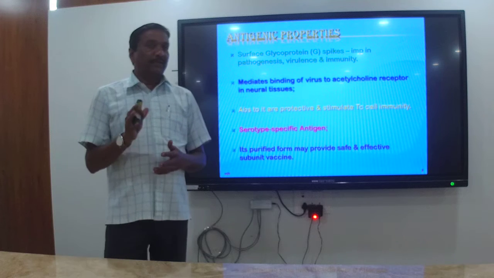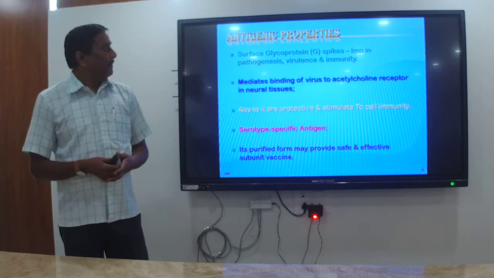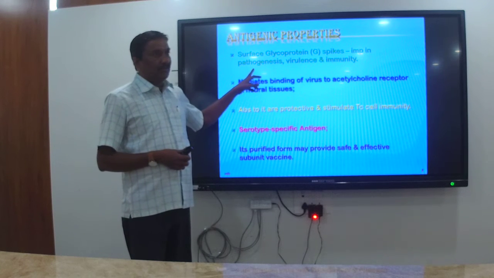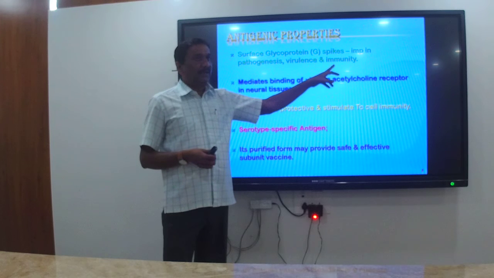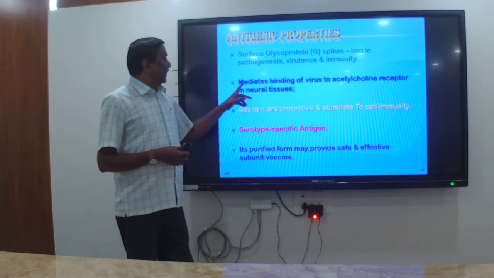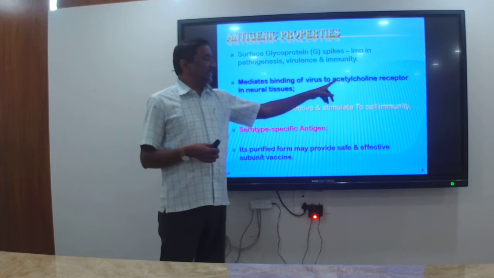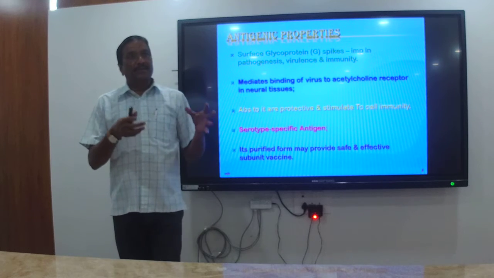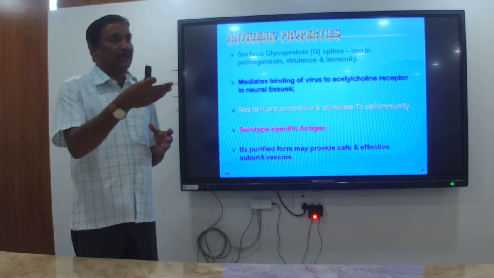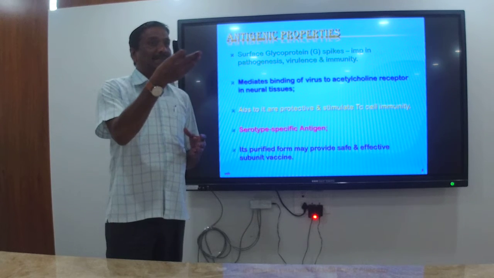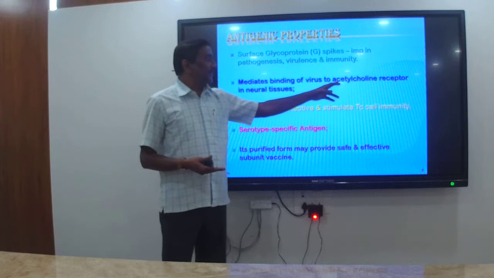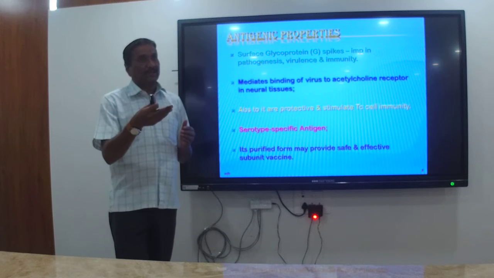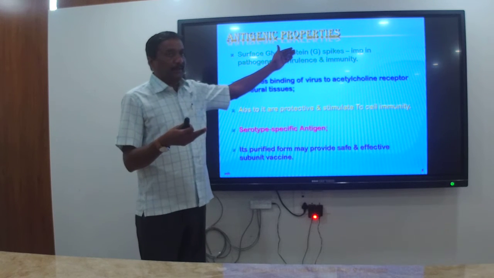Now the antigenic properties of this virus. As we have discussed previously in the morphology, the outermost surface glycoprotein spikes are very important in the pathogenesis of the virus as well as the virulence and immunity against rabies. It mediates the binding of the virus to the acetylcholine receptor in the neural tissue. This is the most important fact, responsible for the first step of pathogenesis, where the virus has to adsorb to a particular cell receptor. Here the cell receptor is the acetylcholine receptor on the neural tissues. So the first step of pathogenesis starts with the glycoprotein spike.